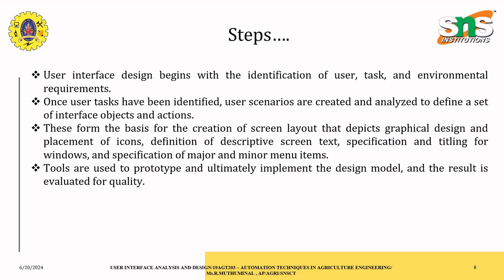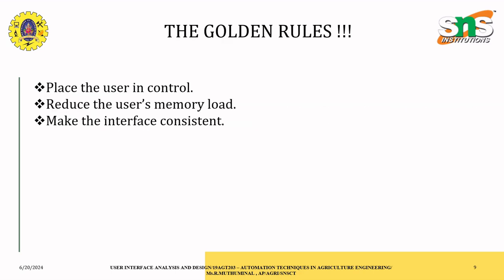So here I have empathized with what is necessary for me to develop a user interface. Yes. If that's the case, I can identify the problem, and that problem could be defined into 3 solutions. Those 3 solutions have been identified and defined as golden rules. Okay, here the first rule which I have defined is that I have to place the user in control. I have to reduce the user's memory load. That means if I'm going to select an icon, what happens?